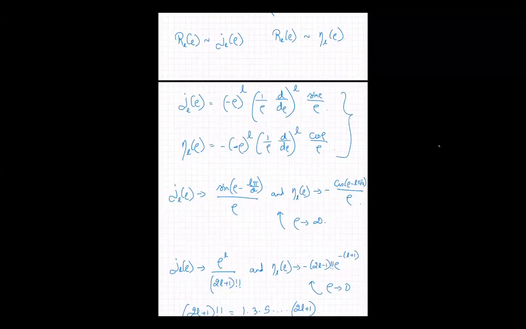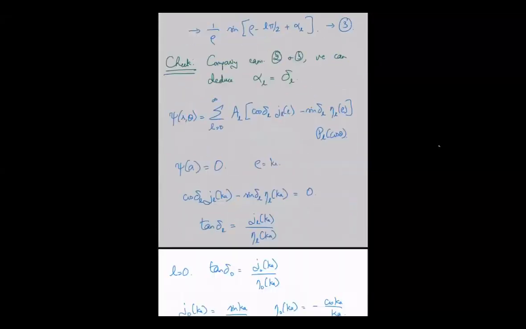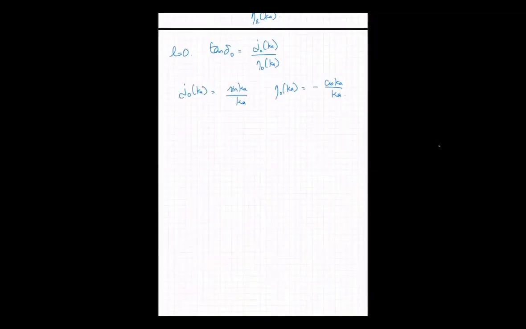If I put L equal to 0, of course, there is no differential operator acting on it. And J_L would be simply equal to sine rho over rho, and eta L would be equal to minus cosine rho over rho. So this is fairly straightforward to see. So the L equal to 0 scattering is fairly straightforward. Tan delta 0 is simply minus tan ka, which tells you that the phase shift for the L equal to 0 waves is nothing but minus ka.